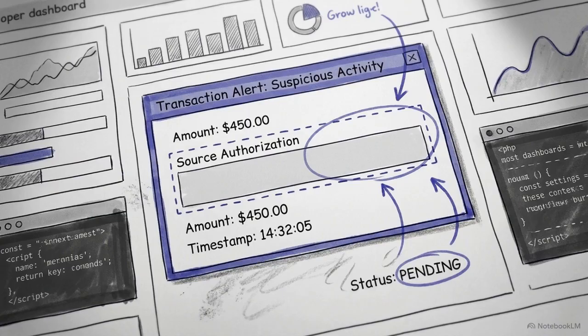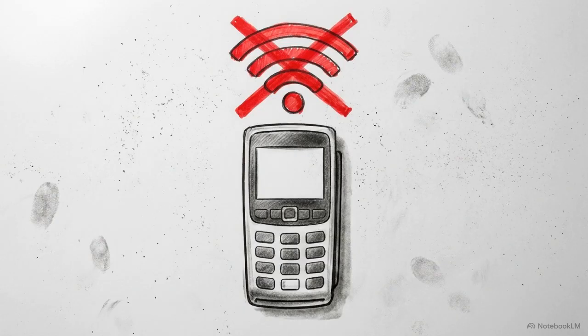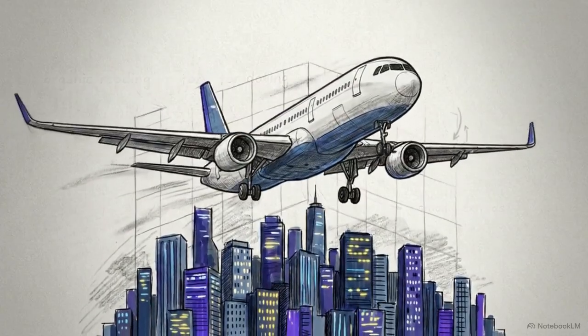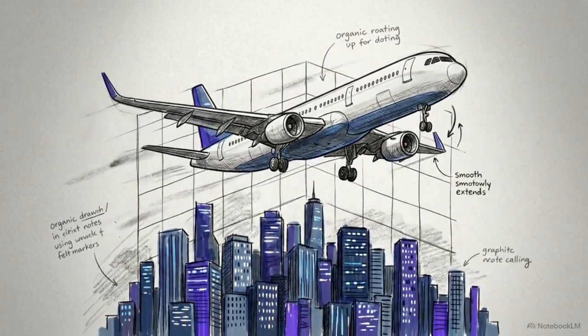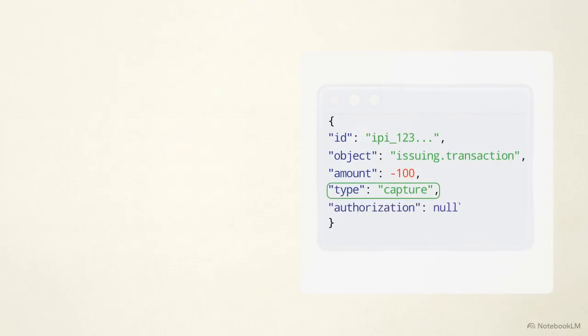The most radical departure from digital state logic is the force capture, where money moves without any corresponding authorization. Consider an issuing card swiped on a commercial flight. The point-of-sale terminal on the beverage cart has zero internet connectivity. Because the terminal is entirely offline, it cannot request an authorization from the network. Instead, it batches the raw transaction data and pushes it to the network hours later when the plane lands and reconnects. In a force capture, Stripe creates the transaction and deducts the balance immediately. The type is capture, but authorization is null.